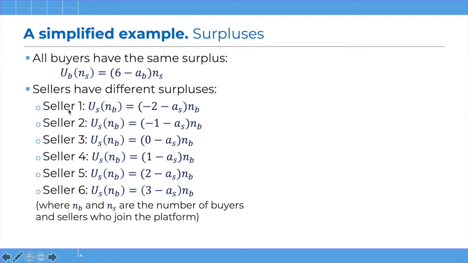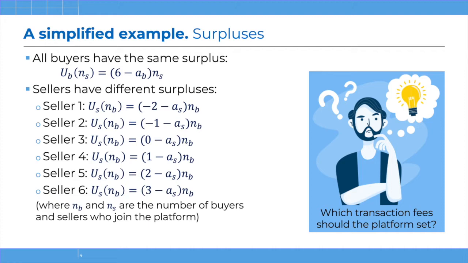The difference here is that the sellers are different. So if I take seller 6, for example, remember, seller i is earning i minus 3 per transaction. So 6 minus 3 makes 3. How many transactions is the seller going to make on the platform? Well, he or she is going to meet nb buyers. So you multiply nb by 3 minus AS, which is the transaction fee that the seller has to pay to the platform. Okay, so the question now is, which transaction fees should the platform set?